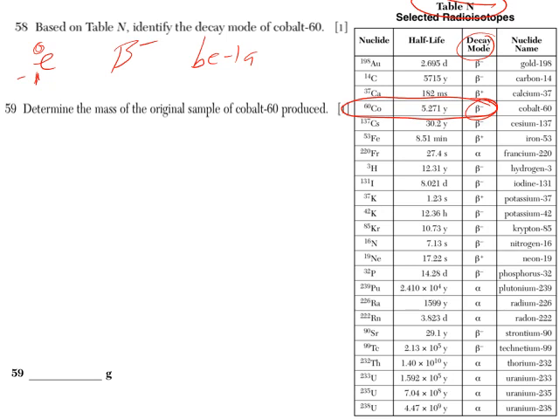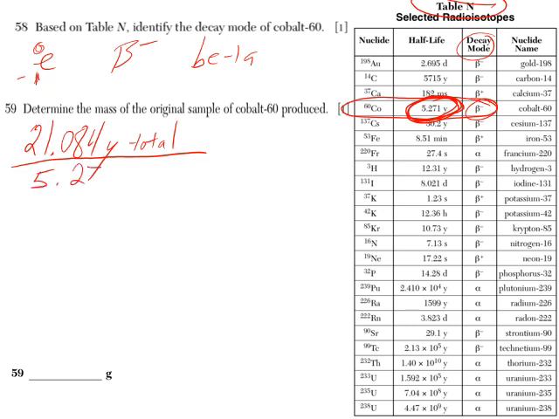59 says, determine the mass of the original sample of cobalt-60 produced. So the question told us that after some amount of time, you had 1.2 grams of the original sample remaining. This now wants to say, what was the original mass of the sample? So it told us in the question that it took 21.084 years total for the whole process to take place. On this chart now, we see cobalt-60, its actual half-life is 5.271 years. So I'm going to divide the total amount of time it took by the half-life time, 5.271 years for each half-life. When I divide this, I see that it was equivalent to 4 half-lives.